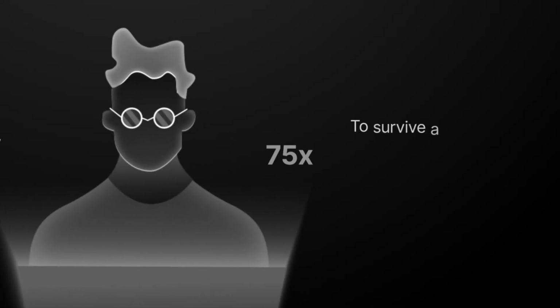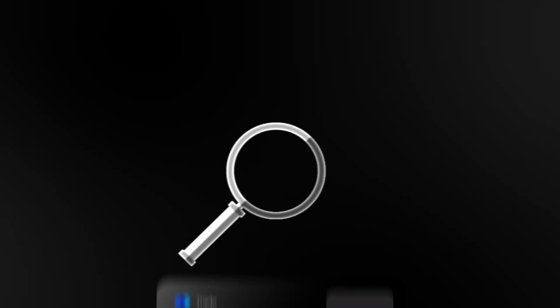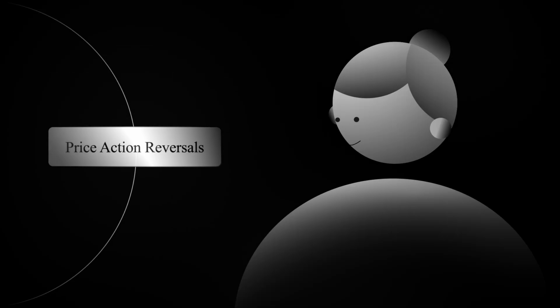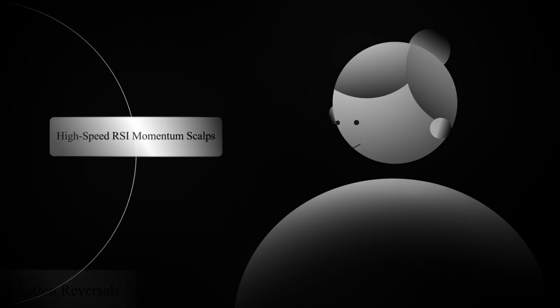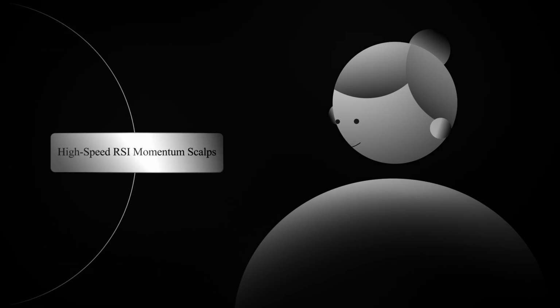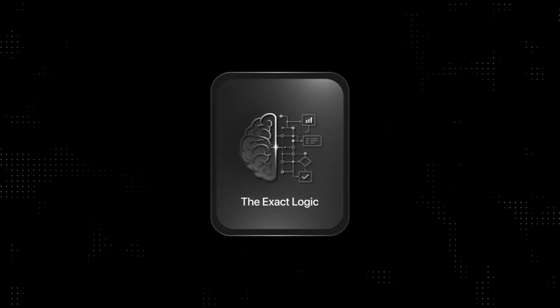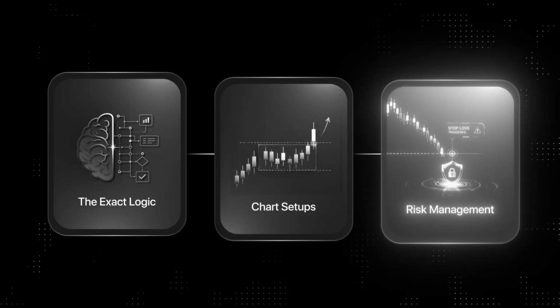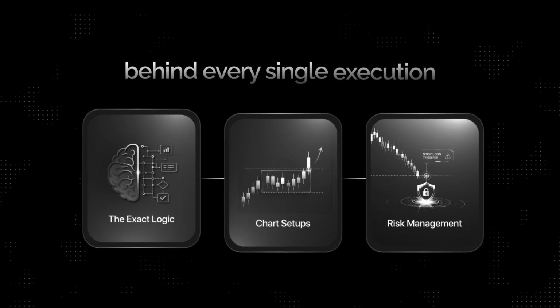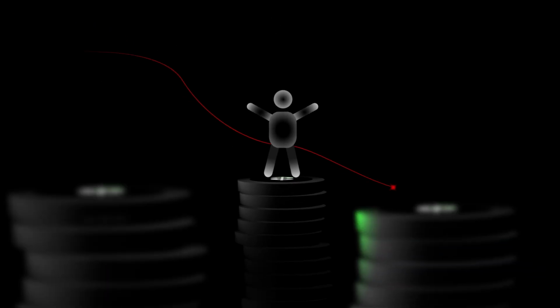To survive a 75 times account growth, you have to adapt to the market in real time. Over the trading session, I am going to switch between price action reversals, high-speed RSI, momentum scalps, trend accelerations, and OTC algorithmic exploits. So watch every single second of this video because I am revealing the exact logic, chart setups, and risk management triggers behind every single execution. Let me show you how a professional compounds capital under extreme pressure.